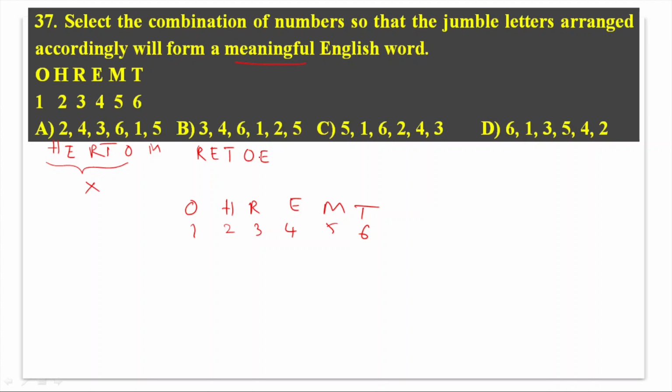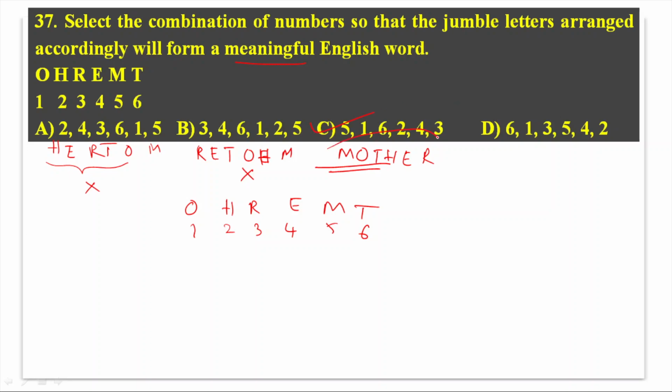And what is 2? 2 means H. RETOHM. So this is now also a meaningful word. Let us go for the third option here. So 5 means M, 1 means O, 6 means T, 2 means H, 4 means E, and 3 means R. So this will be a meaningful word.